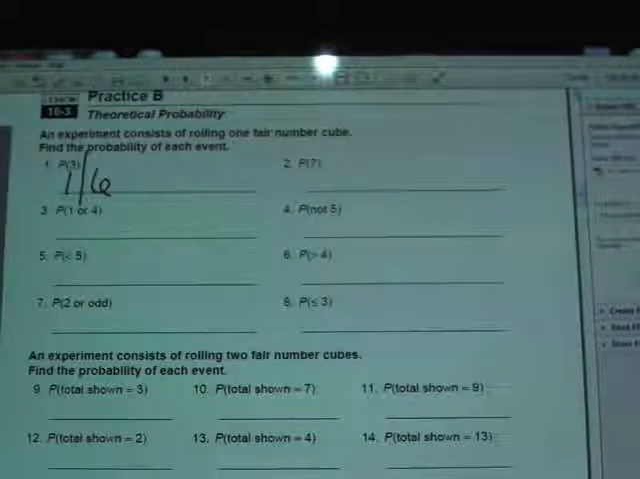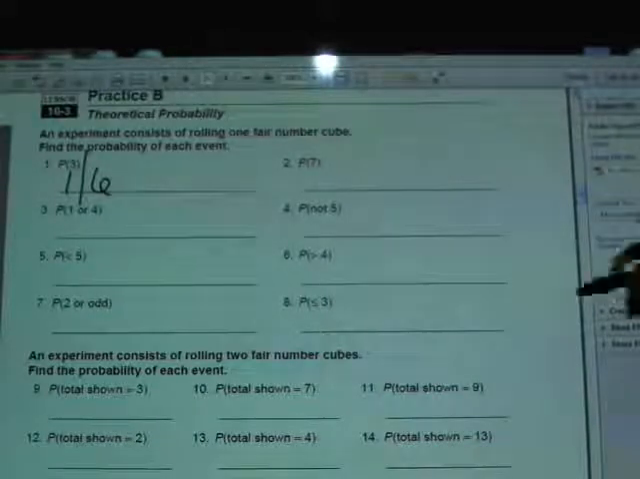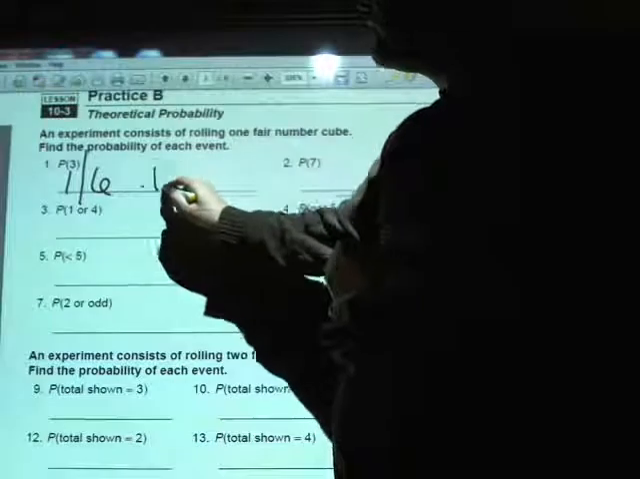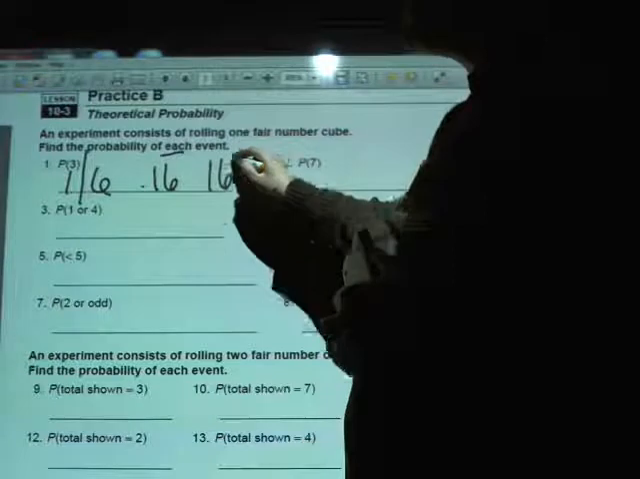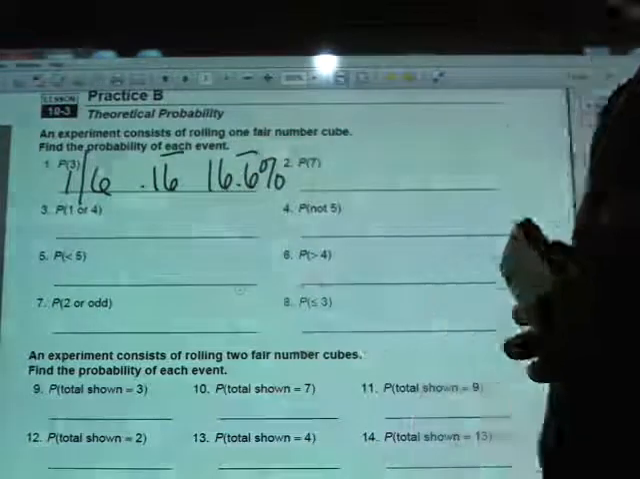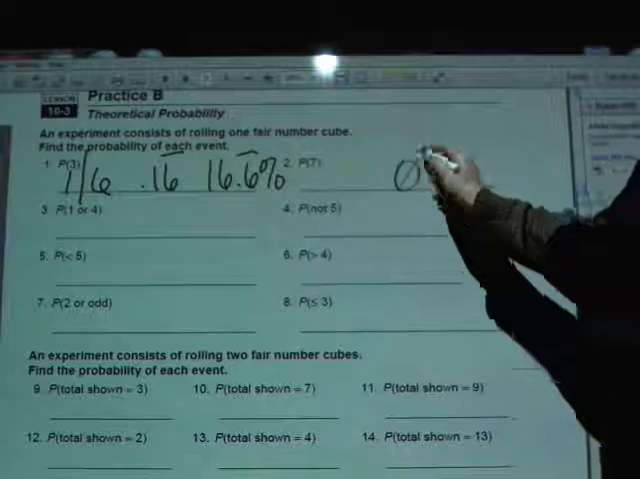Now, if you want, we can write those as decimals and percents. To change it to a decimal, you do 1 divided by 6, which is 0.16, with 6 repeating. And as a percentage, that's 16.6 repeating percent. All right, number 2 is asking about the probability of getting a 7. Well, obviously there is no 7, so that one's just 0.